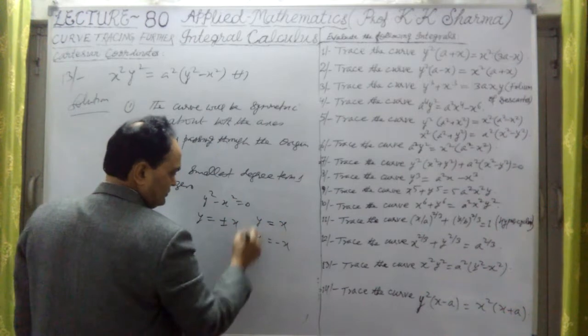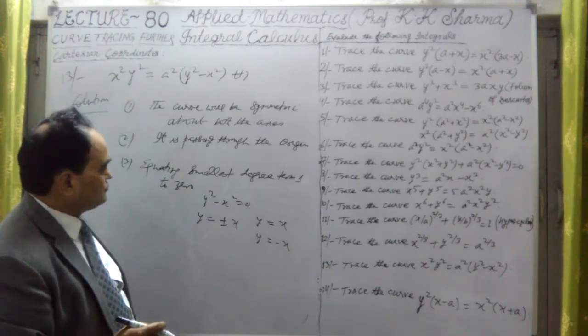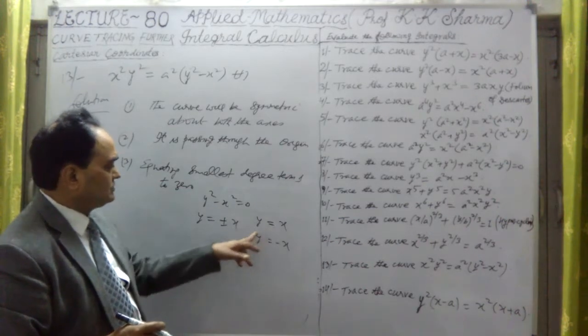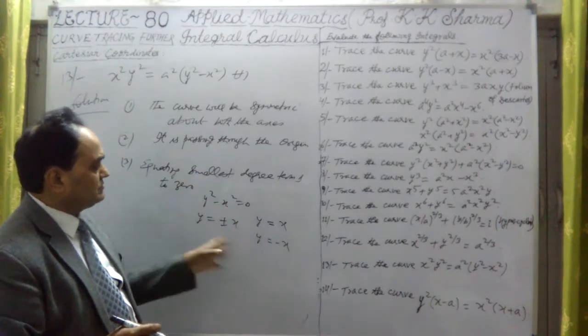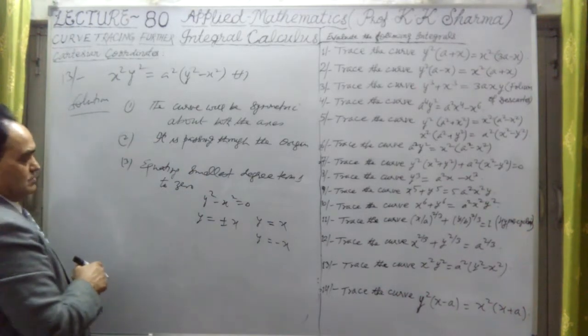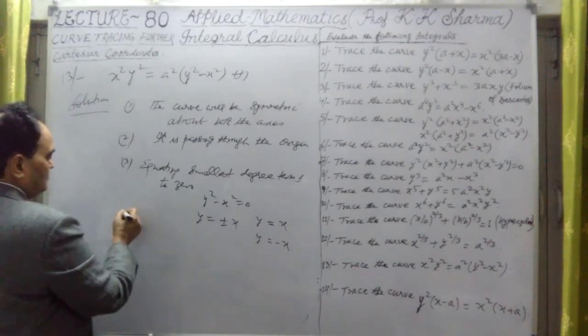Now, here are the two lines about which the curve is symmetric. For the two tangent lines, we can say we have equated the smallest degree term. So these are two tangent lines, which are straight lines passing through the origin. That we know about.